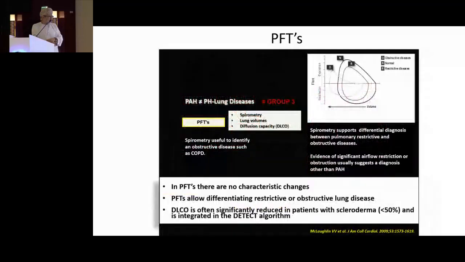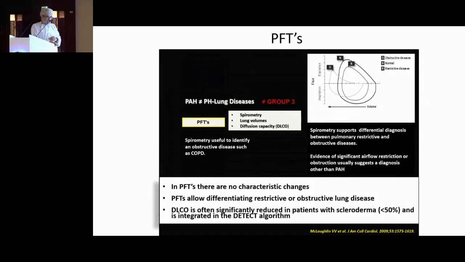So pulmonary function test, as I said, is important to rule out whether the patient has obstructive or restrictive lung disease. But again, DLCO may be significantly reduced in scleroderma patients, even without pulmonary hypertension, and that should also be integrated with the DETECT algorithm for patients with pulmonary hypertension. I will go quickly to CT scan, HRCT, and CT angiography, which is very, very important, especially for chest physicians.